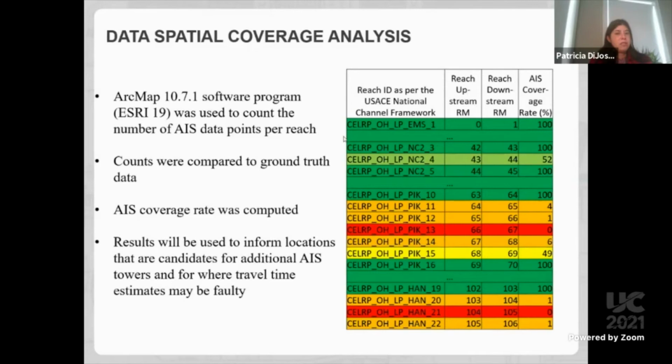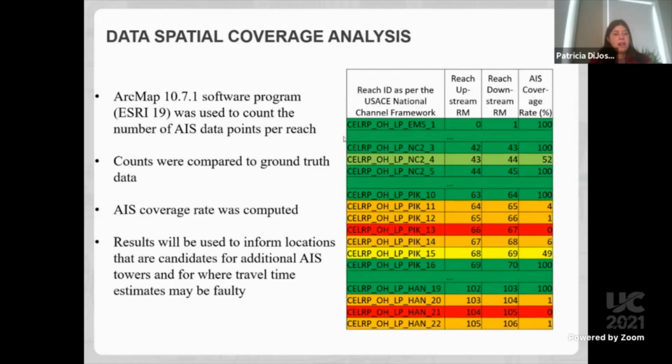And then we overlaid the AIS data points, and from that we were able to get the counts for each reach within the network. The counts were compared to ground truth data. So we had manual reports of how many vessels transited the reaches. So we were able to compare that to compute the coverage rate.